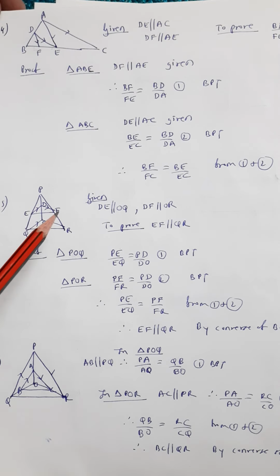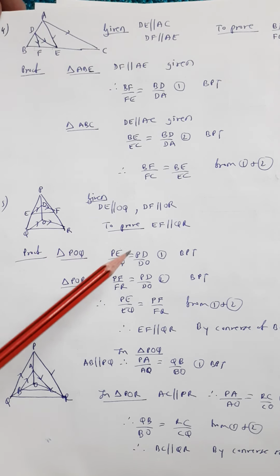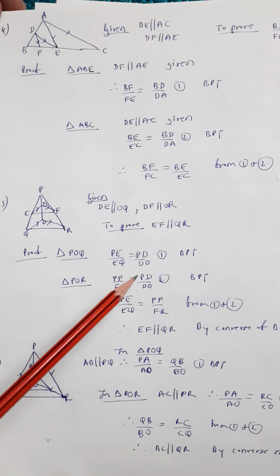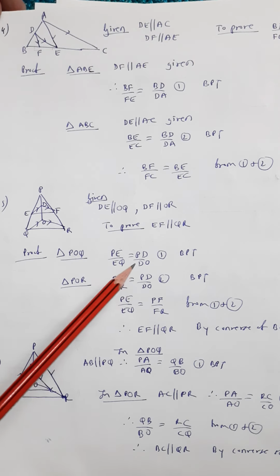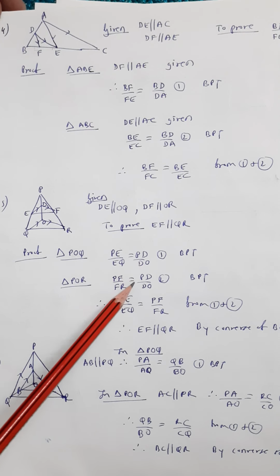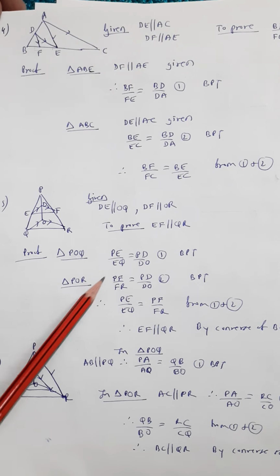Now remember, the BPT can only be applied if there are parallel lines. So if I am saying that this is parallel to this, which is given to us, then I can say that PD by DO equal to PF by FR. Now look at the first two equations. What is common here? PD by DO is common. PD by DO common आ गया, then we can equate these two.